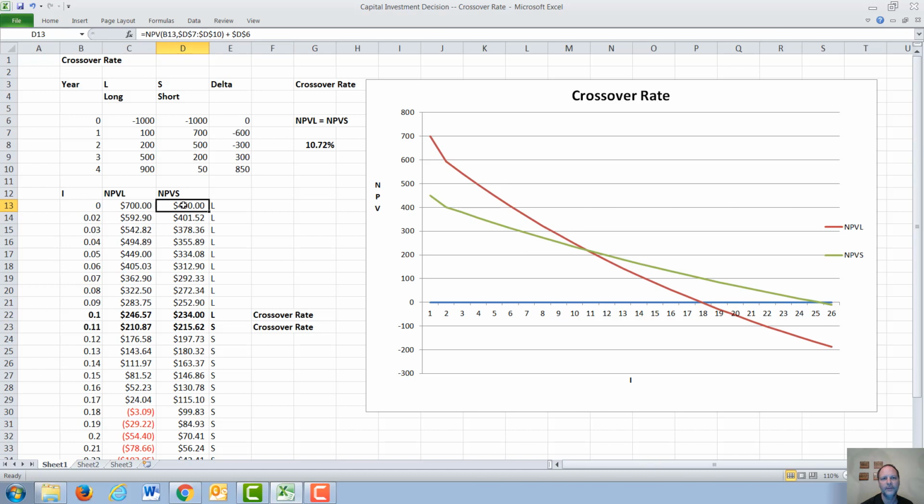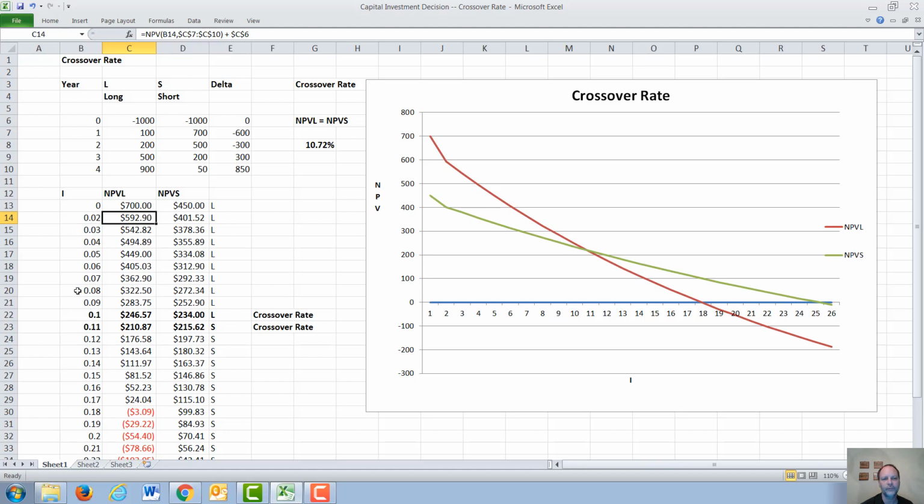Same calculation is done for Project S, the short-term project. And again, we separate out the first, or the zeroth, cash flow, D6, from the rest of the cash flows with the same interest rate here, B13. So if we gradually increase interest rates as we move down here, the only thing that changes is B13, B14, etc. The cash flows stay the same.